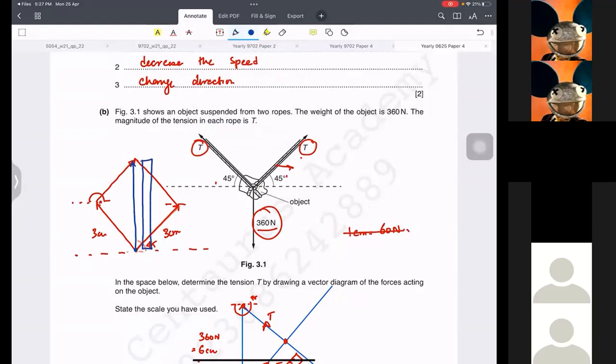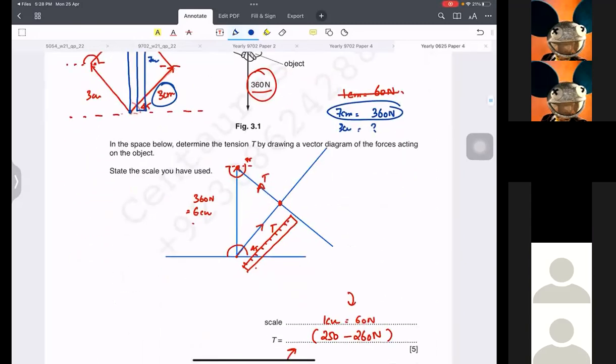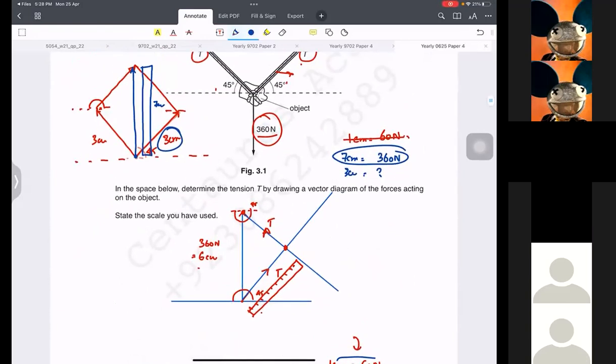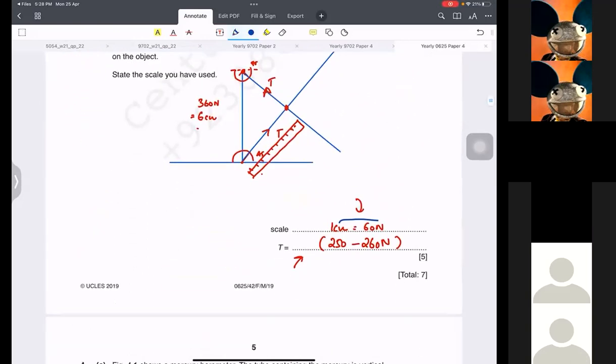So you measure your resultant, and maybe it comes out to be some other value. Let's suppose it comes out to be 7 centimeters. You say 7 centimeters represents 360 newtons, so whatever you've taken, 3 centimeters would represent what? Then you can take this scale and write it here as well. This will also give you the right answer. So whatever is easy for you, you can draw it. It's fine. All right, then.